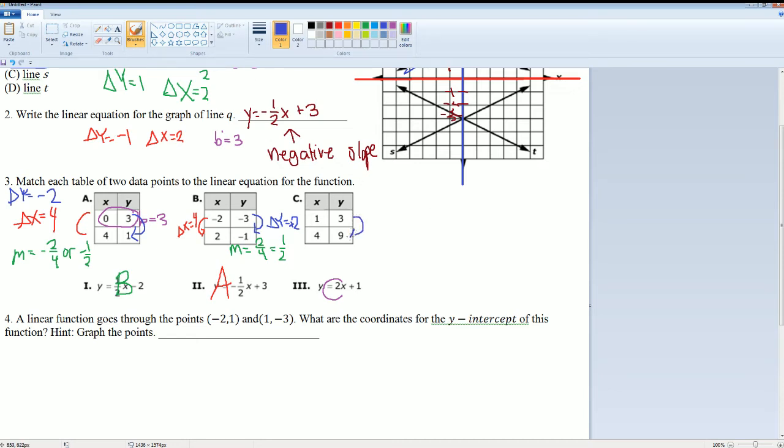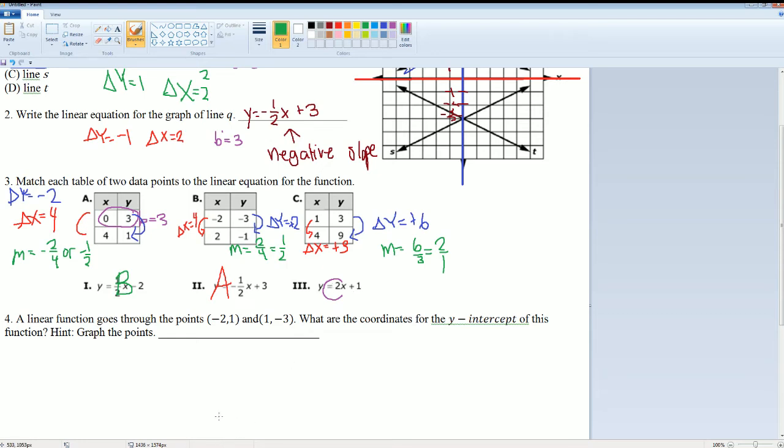Your delta y goes from 3 to 9, so you add 6 to get that. Your delta x from 1 to 4, you add 3. Slope would be m is equal to delta y, which is 6, over 3, which simplifies to 2 over 1, or you could just write it as 2.